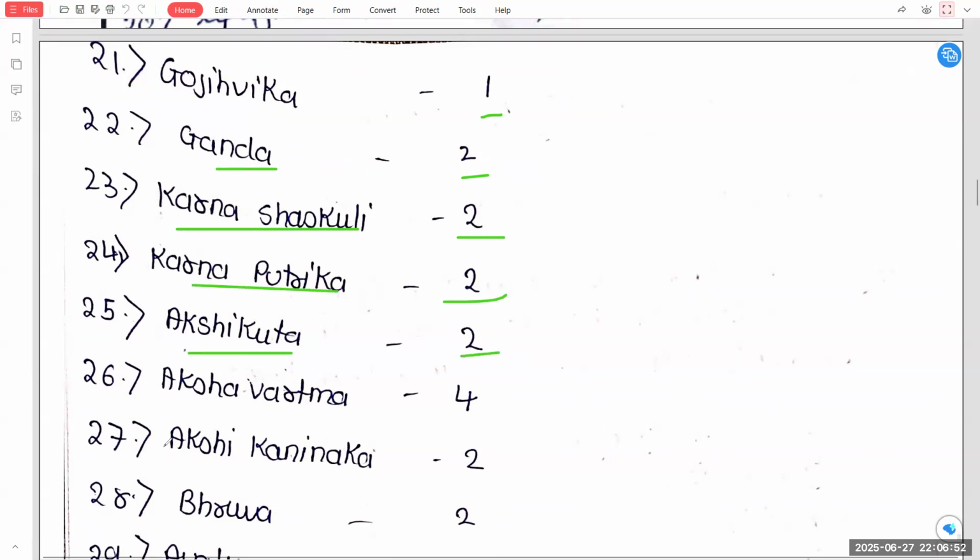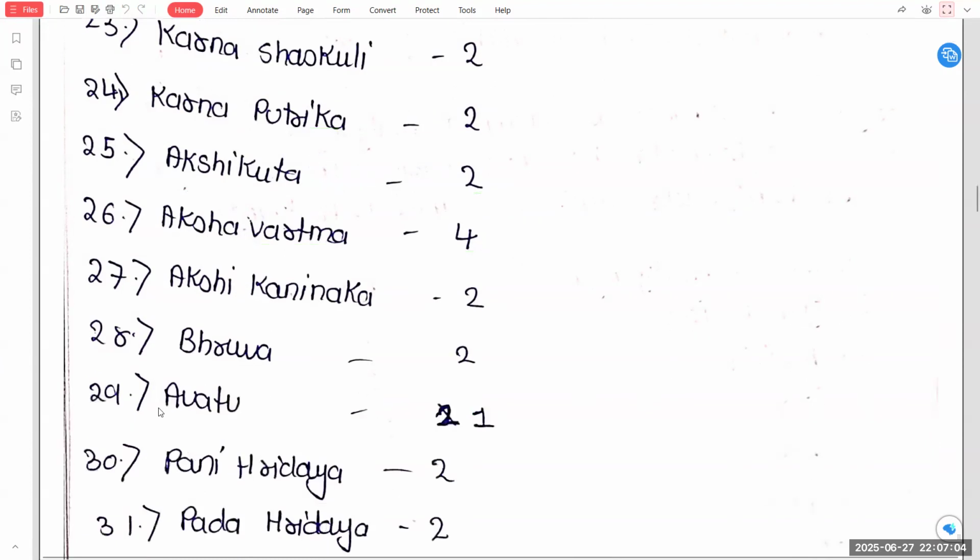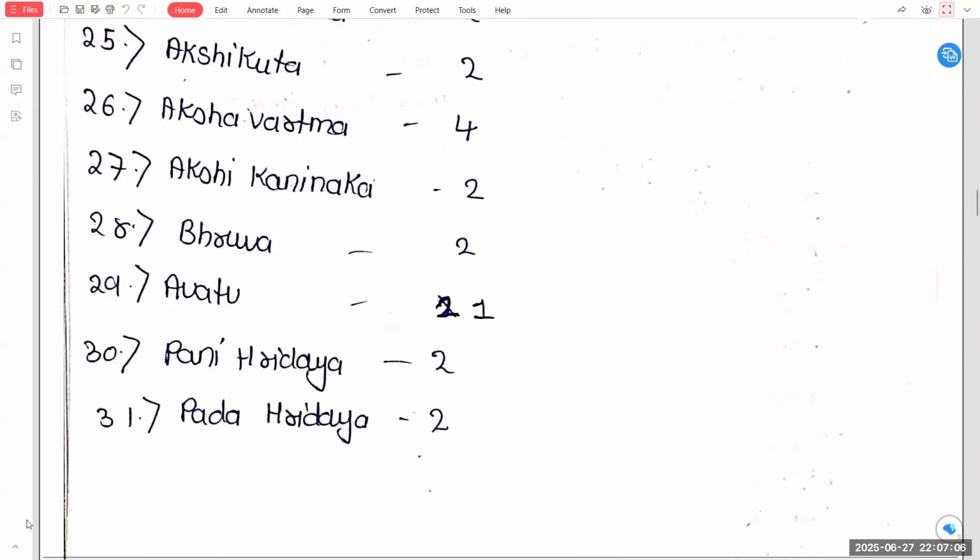Akshikut are obviously 2 in number. Akshivartma are 4 in number. And Akshikaninika are 2 in number. Bru, that is the eyebrows, are 2 in number. Okay. And Manya, that is the nape of the neck, is 1 in number. Pani Hriday is 2 in number and Pad Hriday is 2 in number. Pani Hriday means the palm and Pad Hriday means the sole of the foot. So they are 2 in number.